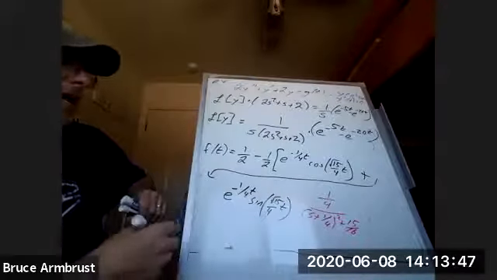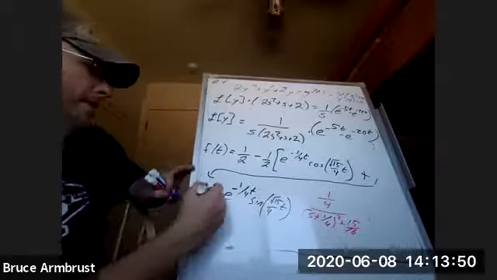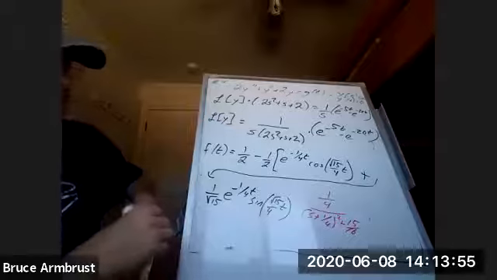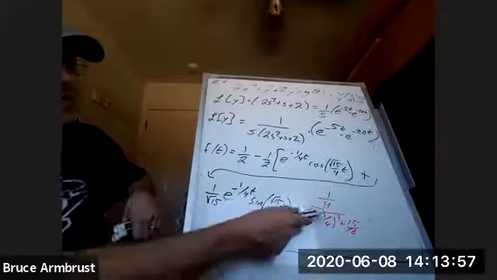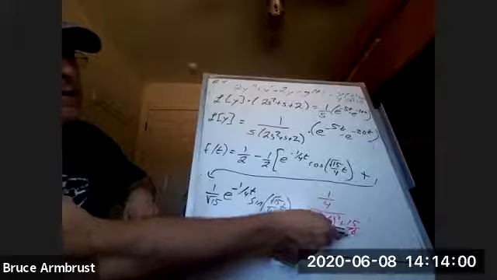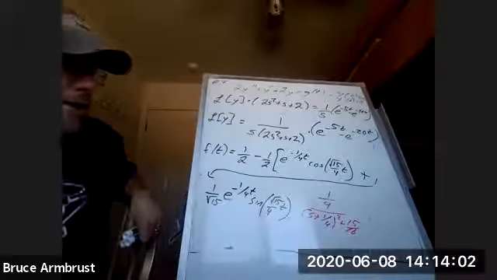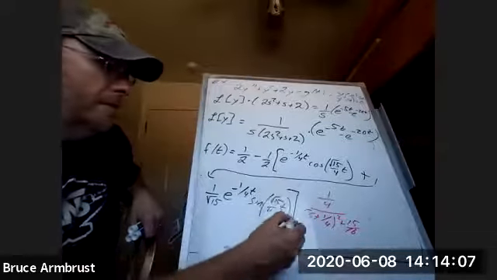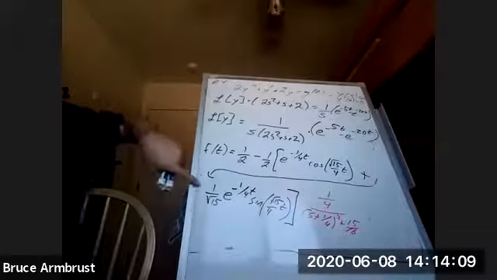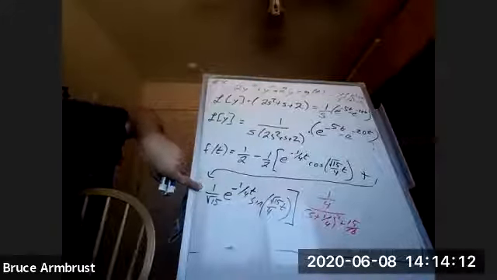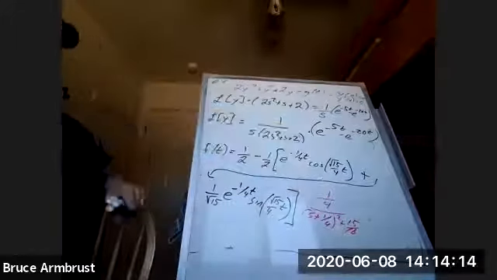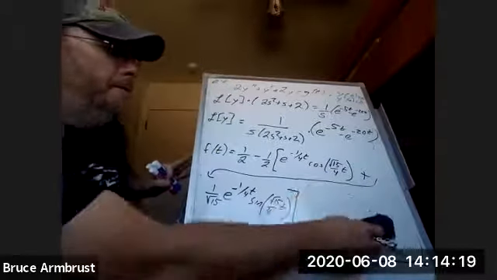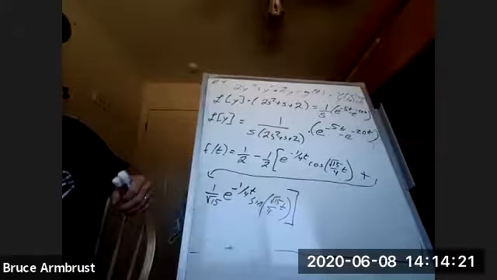But we also need a multiplier on this. We need a 1 over root 15. That's needed because the top doesn't quite match the square root of that. We're off by a square root of 15. But this is the inverse Laplace transform of the bit that's there in the red. But we're still not done.